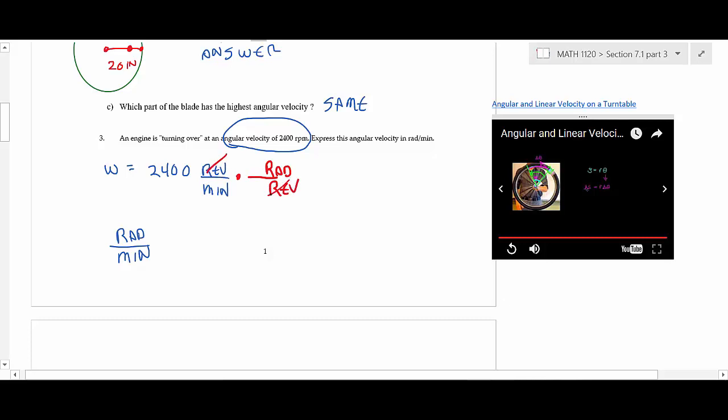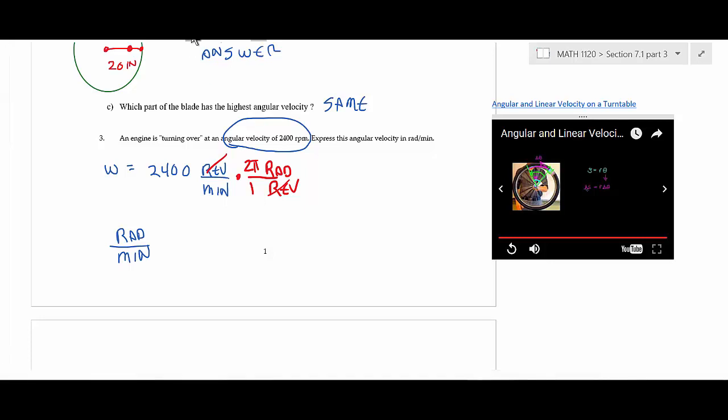Okay, what's the connection? What do you use for radians and revolution? One revolution is what? 2 pi radians. Okay, that's what we call a unit fraction, and you want to make sure that you put the numbers in the right place. Okay, so now our answer is in radians per minute.